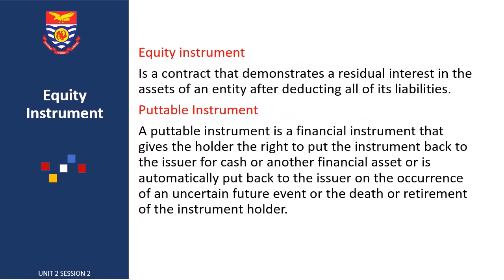Then we take the third element or the third aspect. If it is not a liability to the other party, then it has to be equity instrument. And what do we mean by equity instrument? Now, equity instrument is basically a contract that demonstrates a residual interest in the asset of an entity after taking or deducting all of its liabilities.